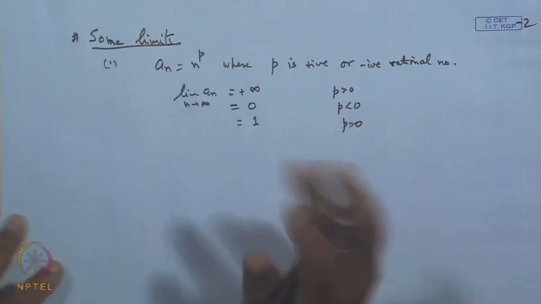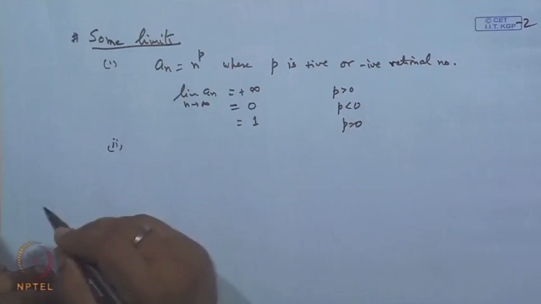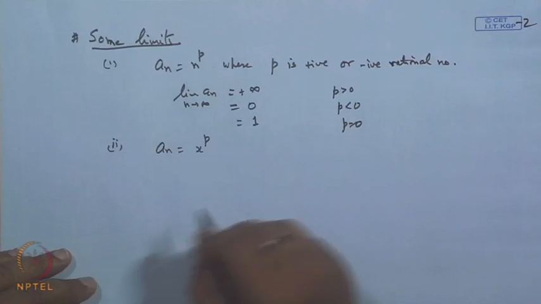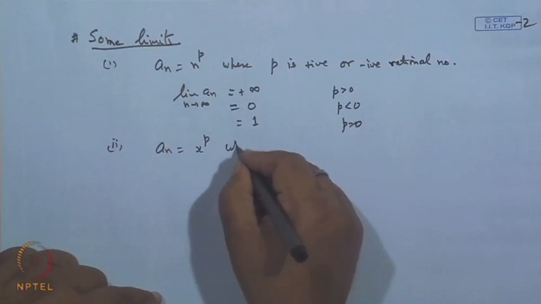So, it is simple, there is nothing to prove. Then another sequence, suppose a_n is x to the power p, where x is any real number.